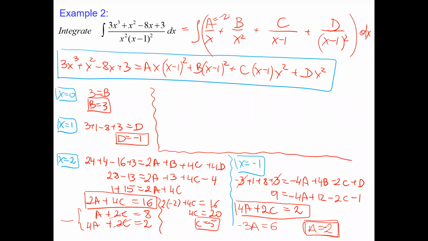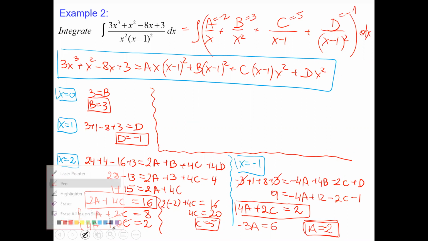Okay, let's just save the space, and we will do it this way. A is negative 2. B is, do we have B? B is 3. C is 5. And D is negative 1. I will put the final answer.